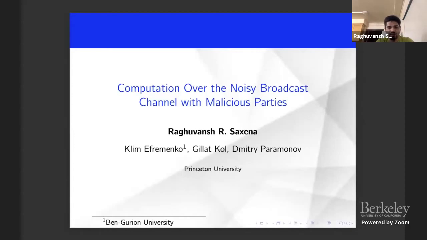Now, one of these two, the noise in the channel, has been well studied, and we have the noisy broadcast channel, which models this. We know matching upper and lower bounds in some settings, so it's fairly well understood. But in this paper, we introduce the first result which shows how to do computation over the broadcast channel when both there is noise in the channel and some of the parties are malicious. So that's the punchline. Let me now start defining things.